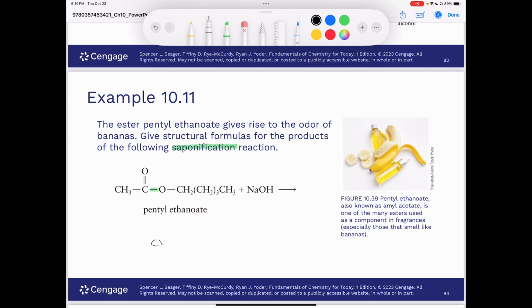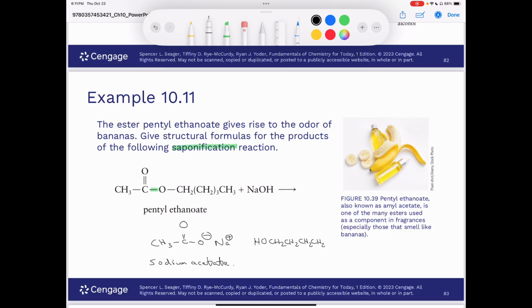So let's draw that carboxylate. It would be this plus our oxygen with a negative charge, and sodium is going to be the cation because we're using sodium hydroxide. So this would be sodium acetate. And of course, we're going to get our alcohol, which has a total of 1, 2, 3, 4, 5 carbons in it total. So that would be 1-pentanol. And so we'll scribble down our 1-pentanol.